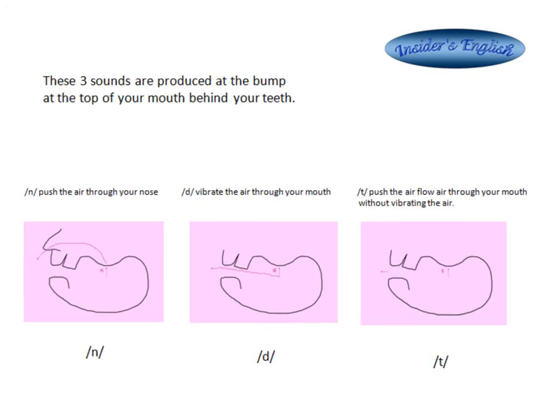The next three sounds are produced at the bump at the top of your mouth behind your teeth. Put your tongue on the bump and push the air through your nose. Put your tongue on the bump again. Look at picture 2 and vibrate the air through your mouth. Da. In the third picture, put your tongue on the bump again. Push the airflow through your mouth without vibrating the air. T.